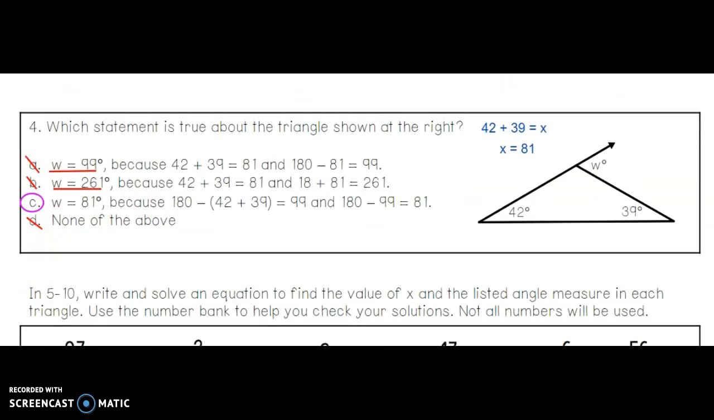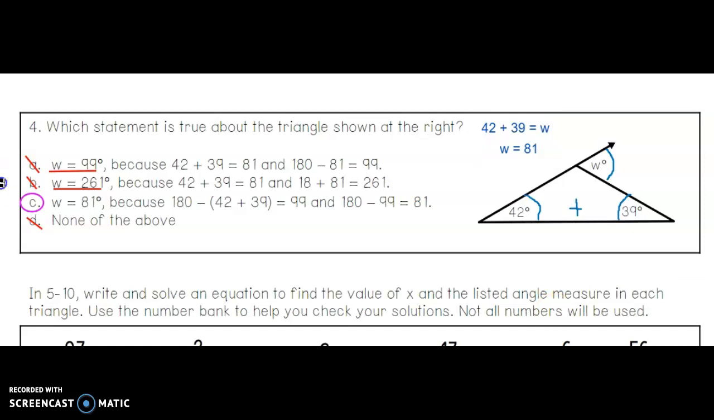Okay, we're going to look at question 4, and then this will conclude your notes for today. This is a multiple choice question, and it wants us to find which statement is true about the triangle shown to the right. So before we look at any of our answer options, let's put in a little work. We know that our two interior angles are 39 and 42. When we add those together, they equal 81, which will also equal W, our exterior angle. And so I am going to change our lettering here. Instead of using X, we're going to use W, because that is what is represented in this situation.